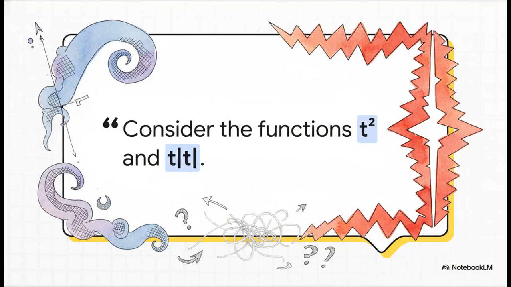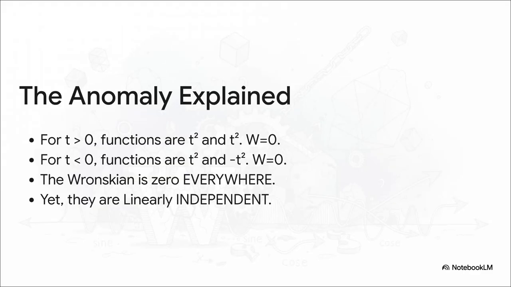Okay, so let's check out these two functions, t squared and t times the absolute value of t. That little absolute value function is the key to this whole thing. Let's break this down. When t is positive, the absolute value does nothing, so our functions are just t squared and t squared. Obviously dependent, so the Wronskian is 0. Now, when t is negative, the absolute value of t is negative t, so our functions are t squared and negative t squared. Again, one is just a multiple of the other, so their Wronskian is also 0. So the Wronskian is 0 everywhere.